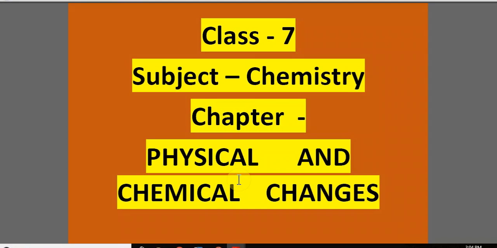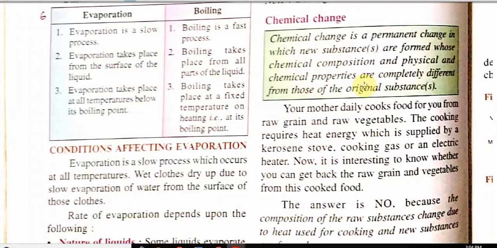Class 7 students, in this session, Class 7 subject chemistry, chapter physical and chemical change, we will continue with our discussion. In the last session, we have seen the physical changes. In this session, we will start the chemical changes. So, let us go to the chemical change.